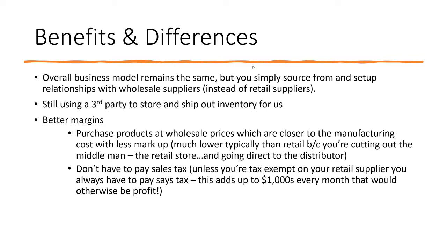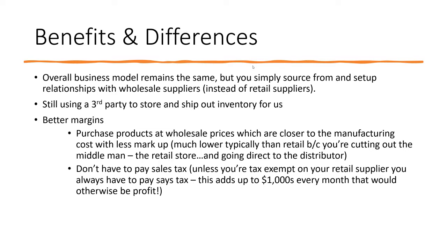You simply source and set up relationships with wholesale suppliers instead of the retail suppliers, right? Pretty self-explanatory. Now, again, you're still using a third party to store your inventory and then to ship that inventory out to your customers and do the order fulfillment for you. So nothing changes there, right? The only difference is you'd be having a wholesale supplier do that versus a retail supplier and a retail store, like Walmart.com or HomeDepot.com or BestBuy.com. Those are retail suppliers, whereas here we're setting up relationships with wholesale distributors and wholesale suppliers, okay?